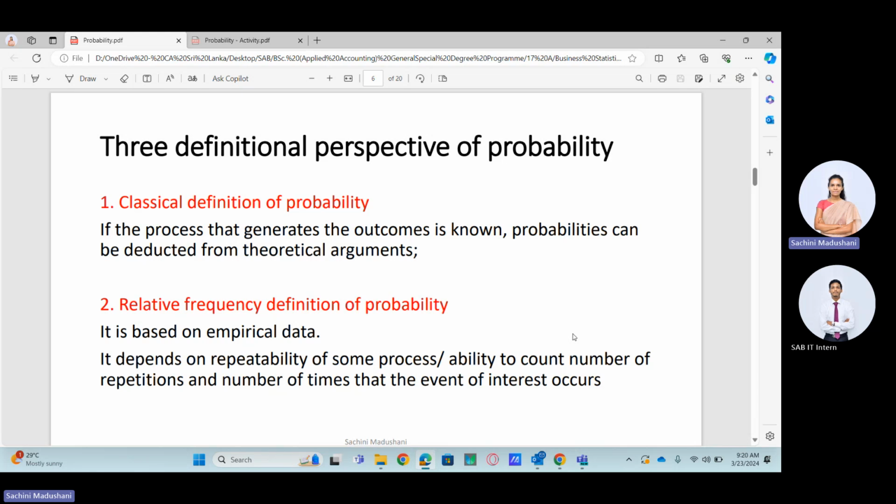Based on the experiment, we express the probability, and we call this the relative frequency approach. Based on empirical data, we can express the probability. It depends on the repeatability of some process, the ability to count the number of repetitions, and the number of times that the event of interest occurs. We repeat that process, and through the repeatability of some process we can get the probability value of the particular event. Understood? That we call the relative frequency definition.